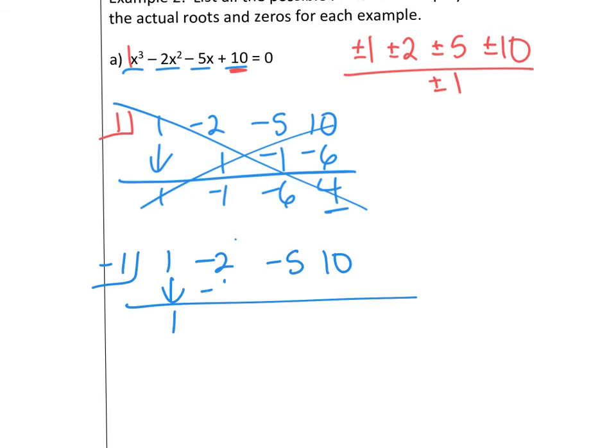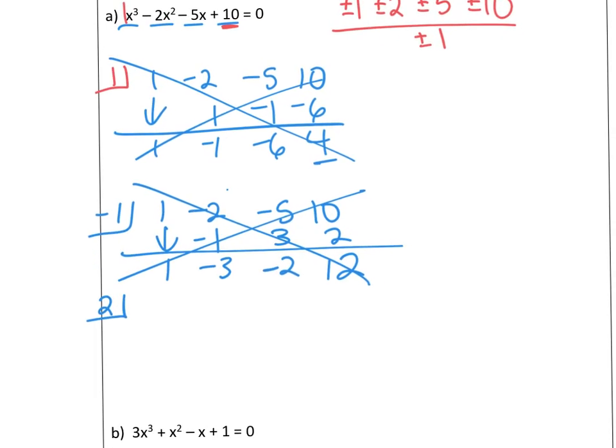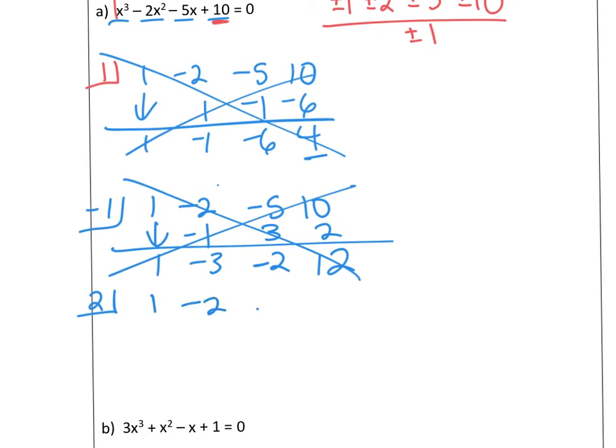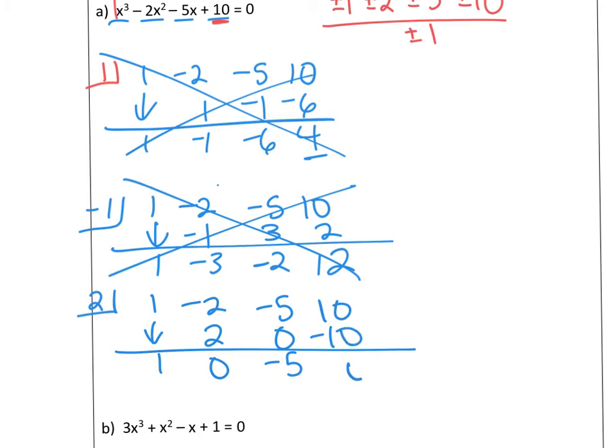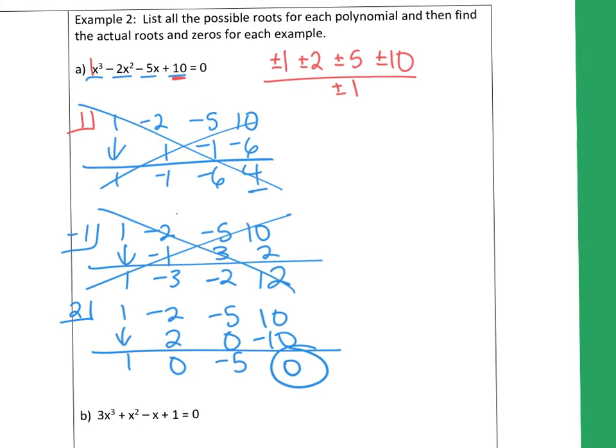So this can get a little monotonous, okay? Because sometimes you will have to try more than one. You won't get so lucky on the first. So -1 doesn't work. Now we'll try +2 because that's next. 1, -2, -5, and 10. Ooh. Yes, that one works, okay? So 2 is a factor.